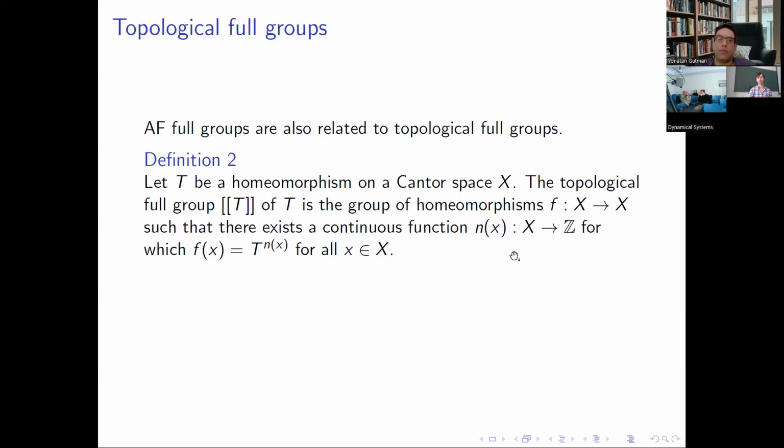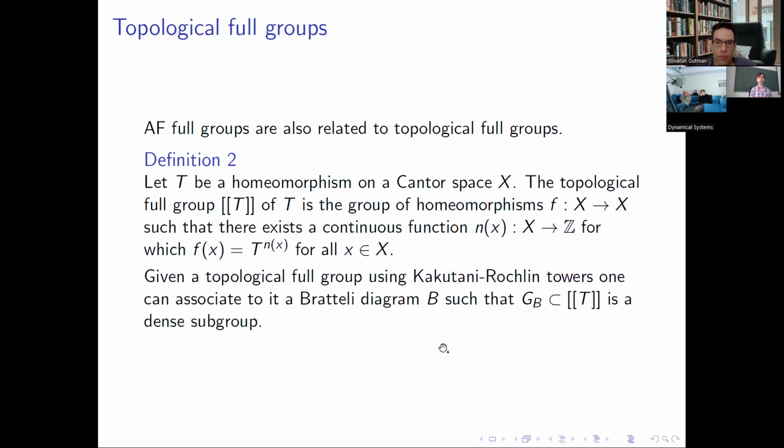So basically, this is a group of homeomorphisms preserving orbit translation in a continuous way. And given a topological full group, using Kakutani-Rokhlin towers, one can associate to it a Bratteli diagram B such that G_B, this approximately finite full group, will be a subgroup of the full group of T, and moreover, it is a dense subgroup.